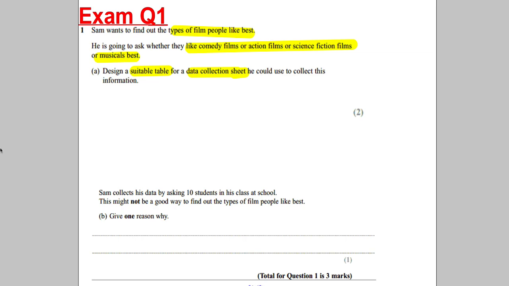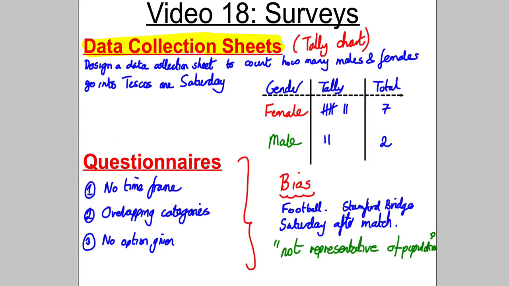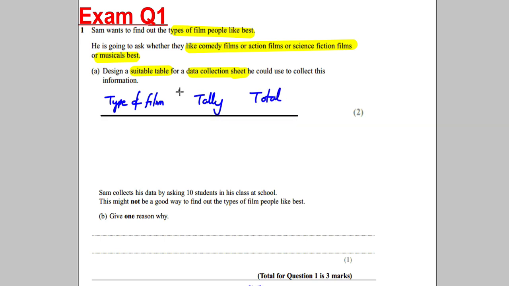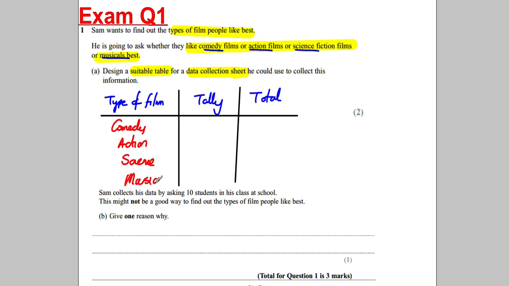Now remember, going back to my notes, I talked about a data collection sheet just being a tally chart. So all we have to do here is we have to say type of film, tally, and a total. That's all we need here, and we just put the 3 columns like that, and make sure we write in the type of films it can be. He wants to do comedy, action, science, or musical. So we'd write here comedy, action, science, or musical. Simple as that.